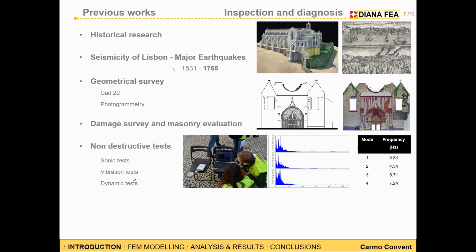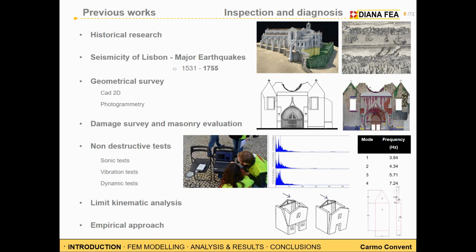Then vibration tests are useful just to have an idea if other actions, such as the metro line which runs below the convent, can have some influence on the seismic behavior. And then dynamic tests, which are, I think, the most powerful tool to depict the dynamic behavior of the structure in terms of frequencies and mode shapes. And then at the end, we also performed a comparison between the numerical results with the limit kinematic analysis and empirical approach. But this part is out of our purposes in this webinar.